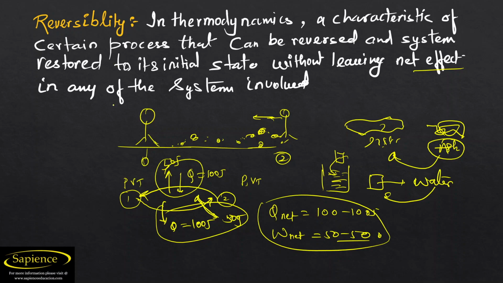So we need to understand that whenever the net energy transfer is 0, only then is the system known as a reversible system. Reversibility. Then the process is known as a reversible process.